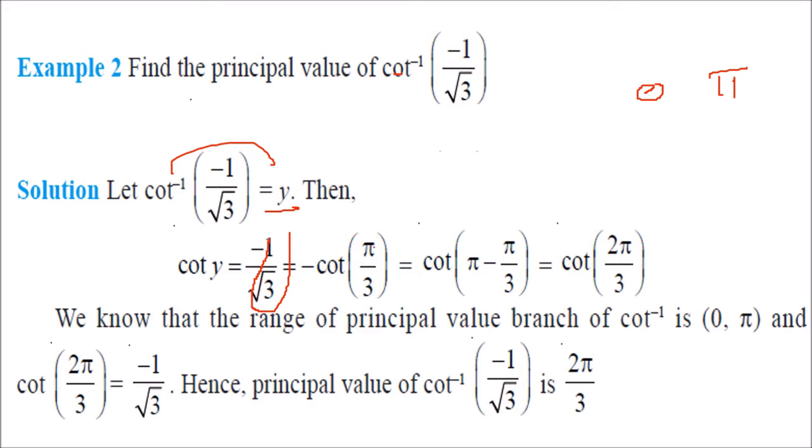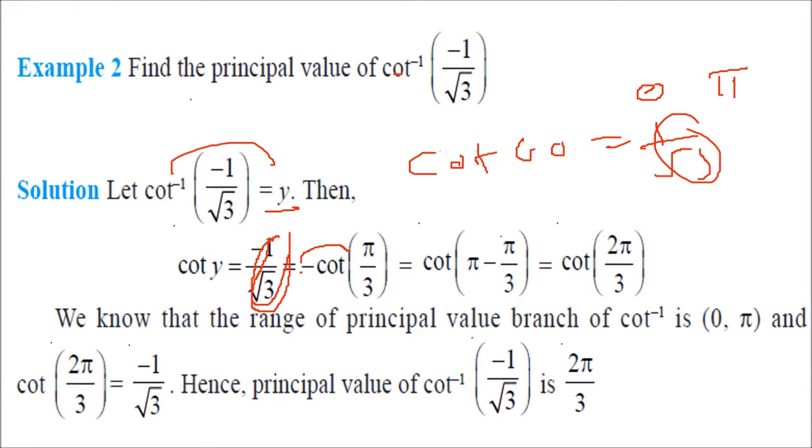So cot 60 degrees is 1 by root 3. There is no problem as such. But we'll write cot pi by 3 here, with a minus. We'll take the minus inside. We know that cot of pi minus theta is minus cot theta. So cot of pi minus pi by 3.